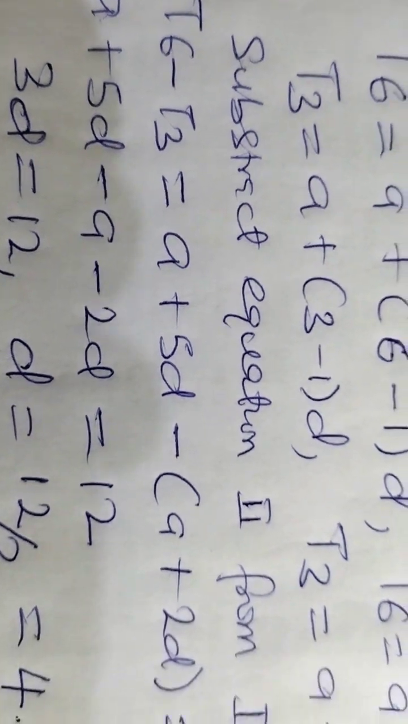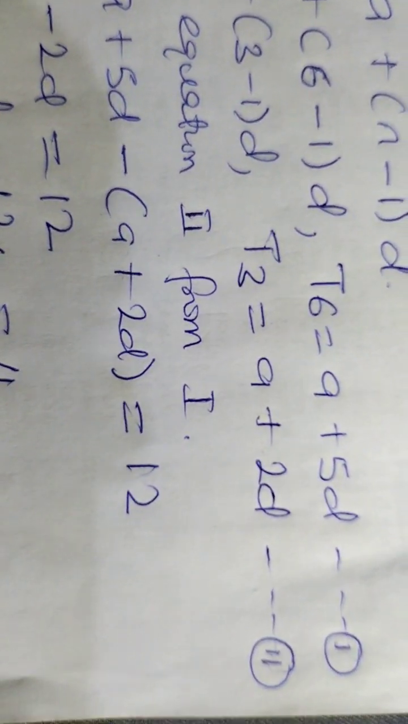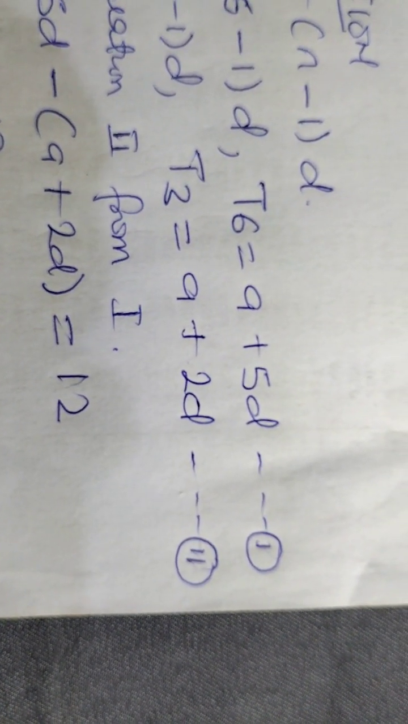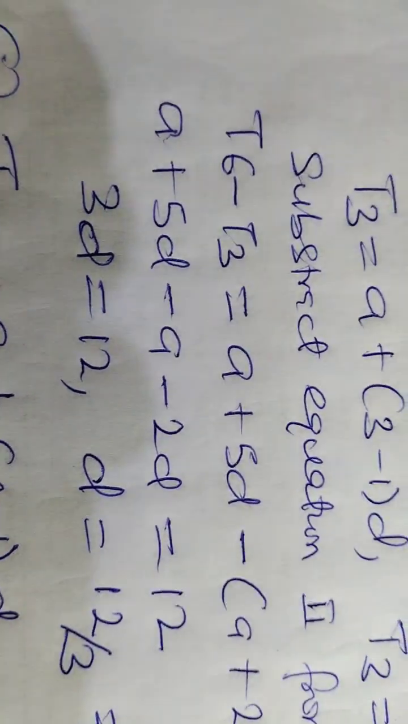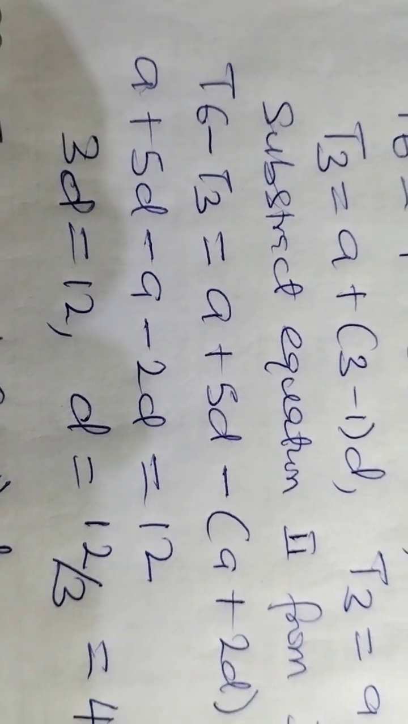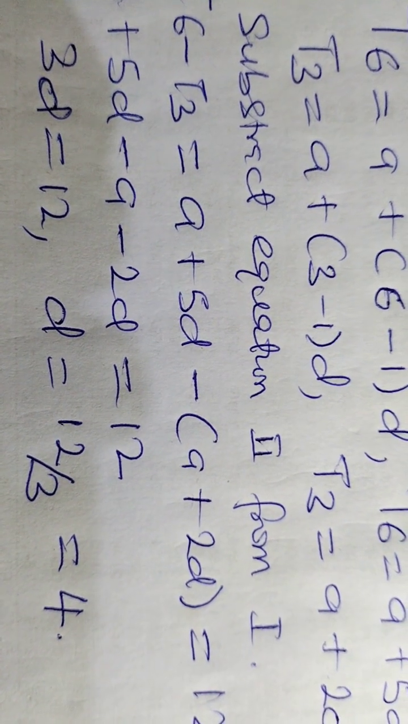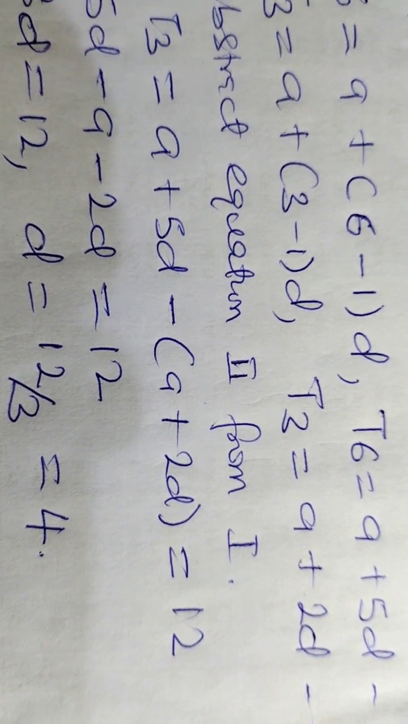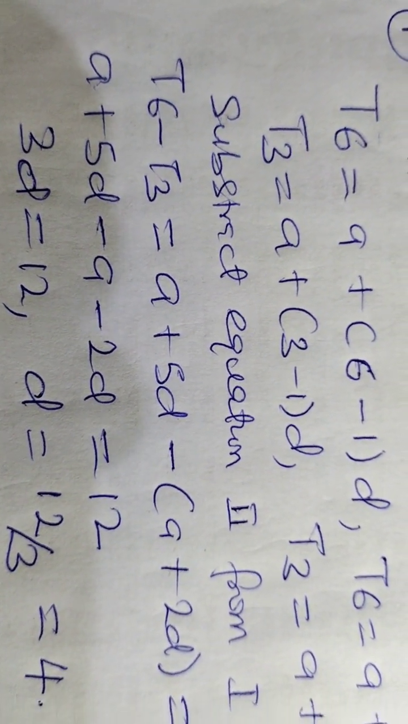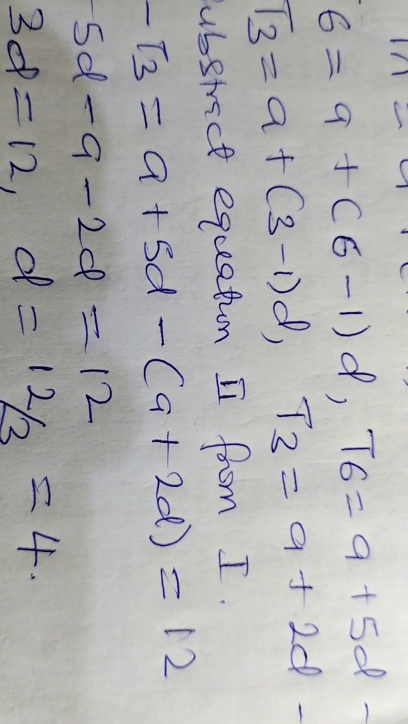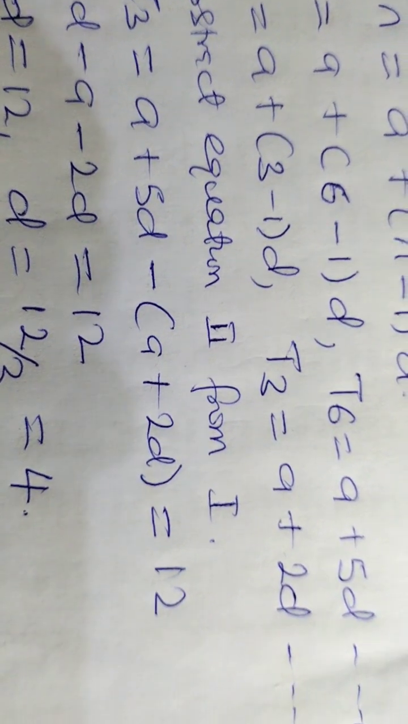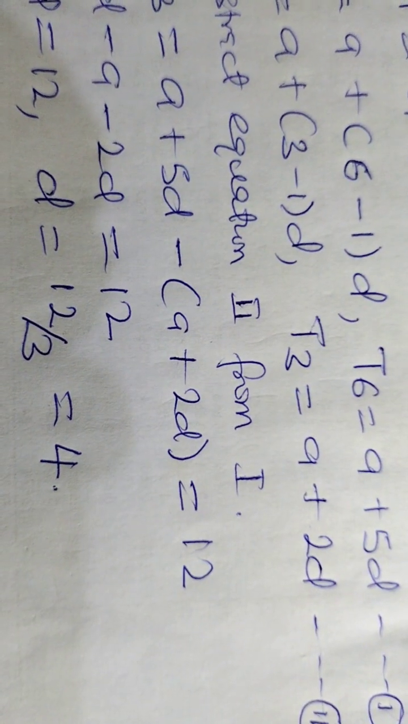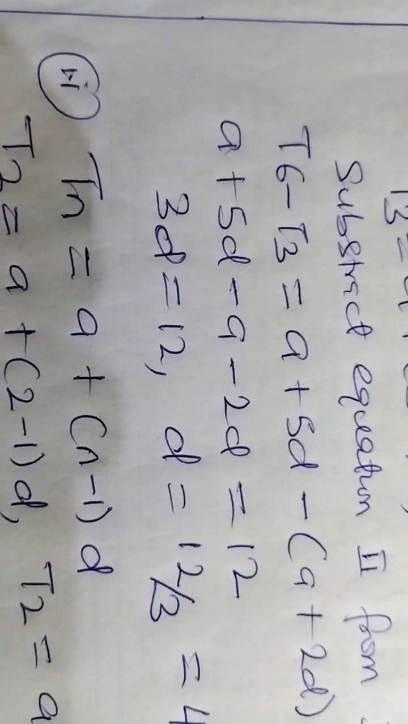Then subtract equation 2 from equation 1, that is term 3 from term 6. So we have T6 minus T3 equals A plus 5D minus (A plus 2D). A plus 5D is term 6, A plus 2D is term 3, and that will give us 12, because we are told the difference between the sixth term and the third term is 12.